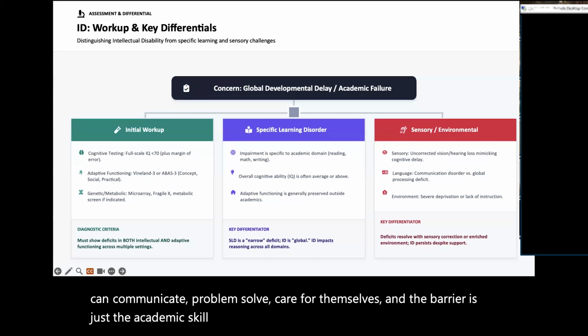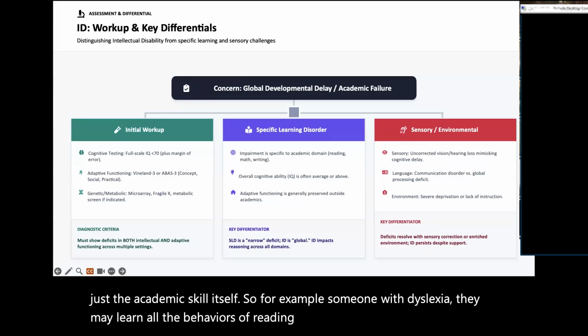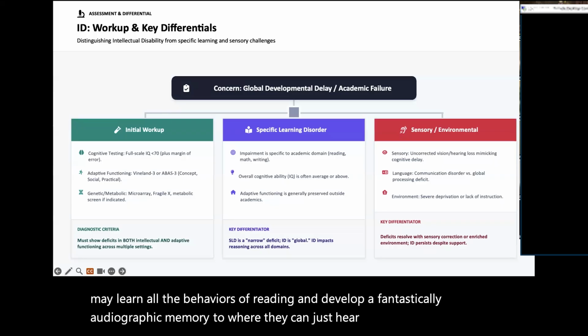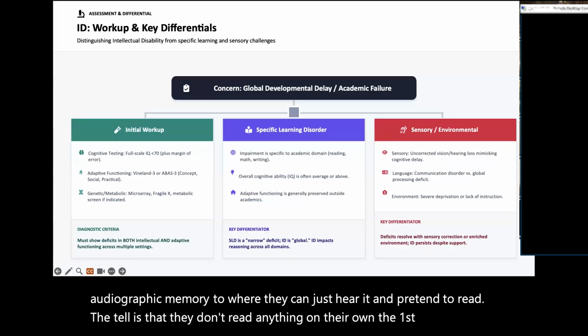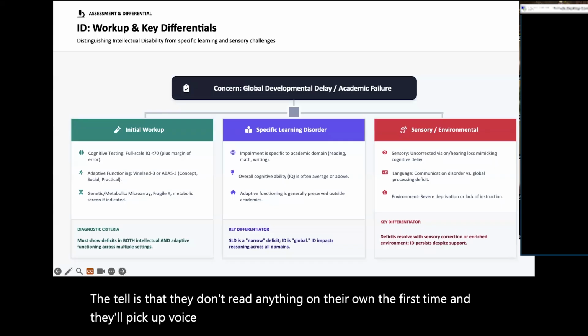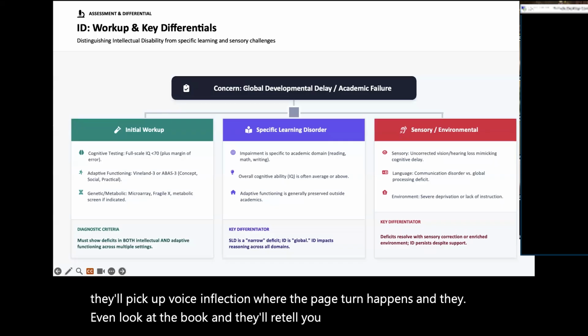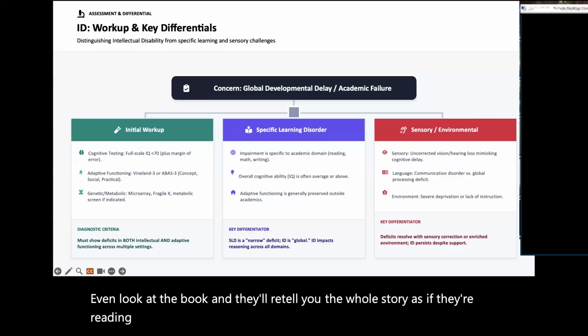So, for example, someone with dyslexia may learn all the behaviors of reading and develop a fantastic audiographic memory to where they can just hear it and pretend to read. The tell is that they don't read anything on their own the first time, and they'll pick up voice inflection, where the page turn happens, and they won't even look at the book and they'll retell you the whole story as if they're reading, and you'll fall for it for a long time.